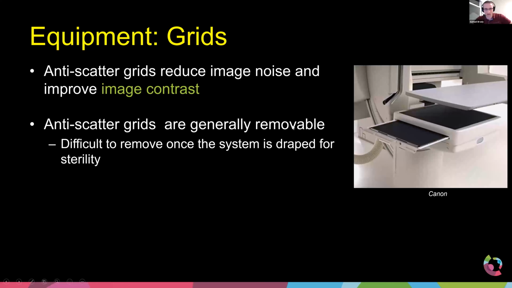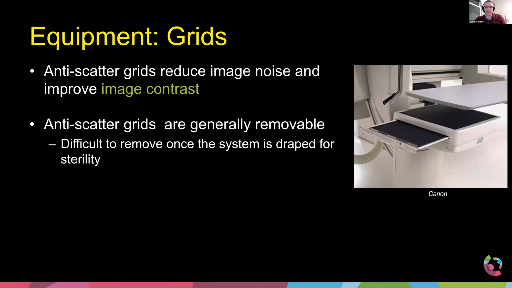That's great and all, but two things. One, if the system's wrapped for sterility because you're ready to go, say, in an interventional unit, maybe in a hybrid surgery unit, well, that's no good, because if the system's wrapped for sterility, you can't get the grid out.